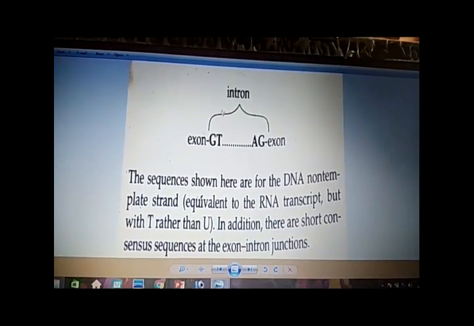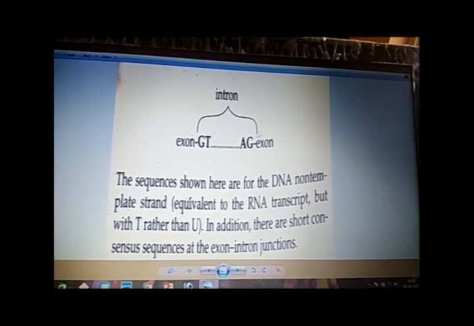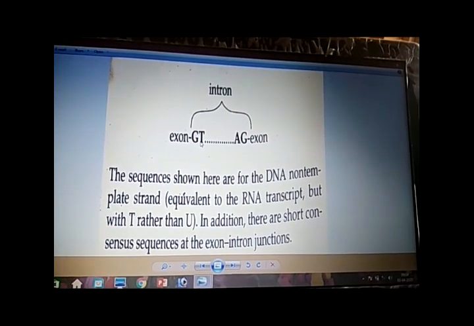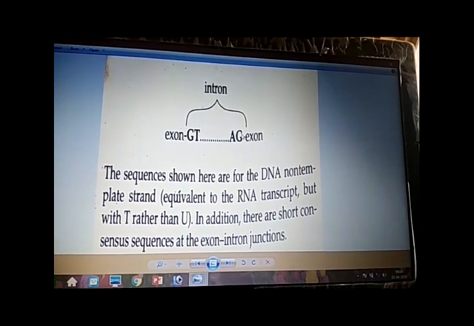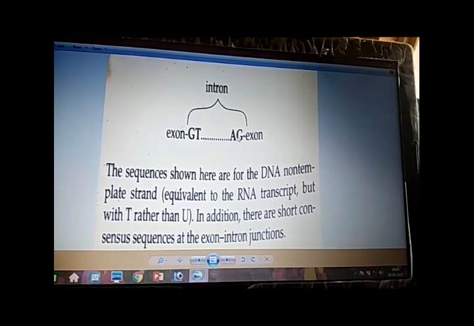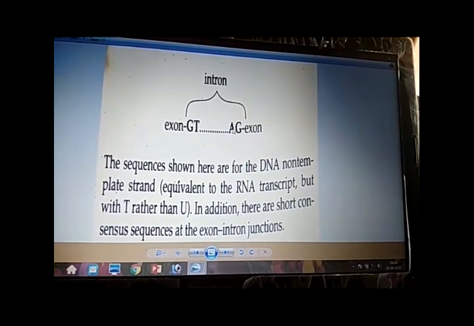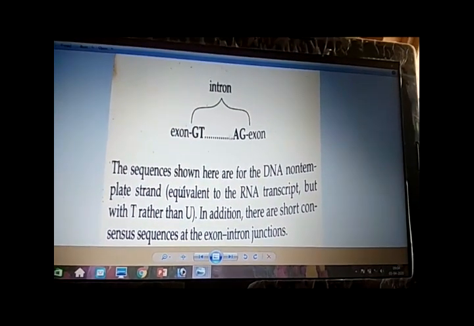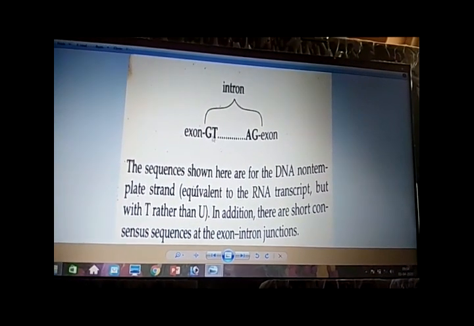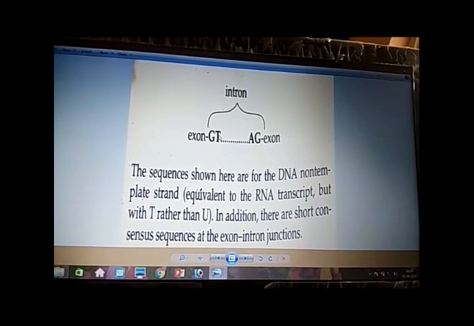Introns consist of a dinucleotide sequence. At the 5' end of the exon-intron junction, GU is present, and at the 3' end, AG is present. This shows the non-template strand of DNA from which the RNA transcript is being formed. So thymine is replaced by uracil, and hence it is GU and not GT in the transcript.